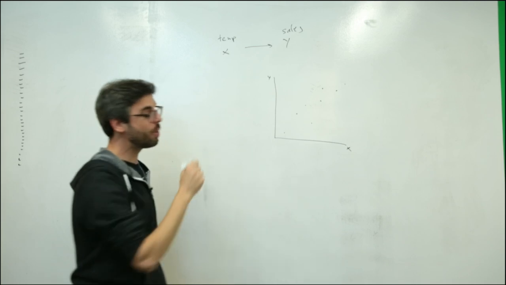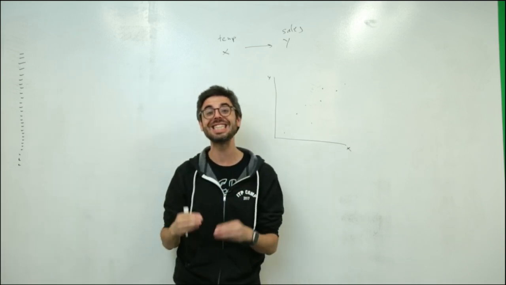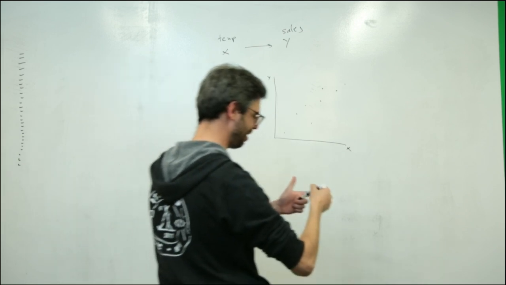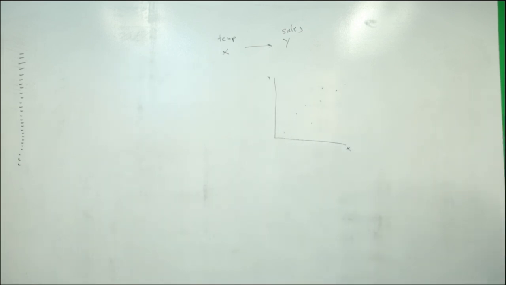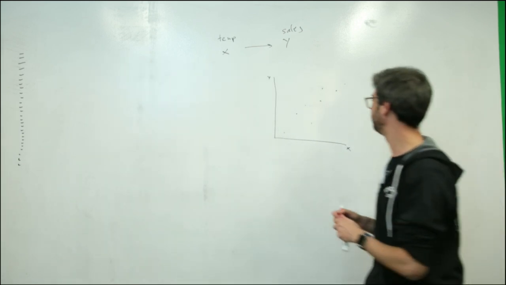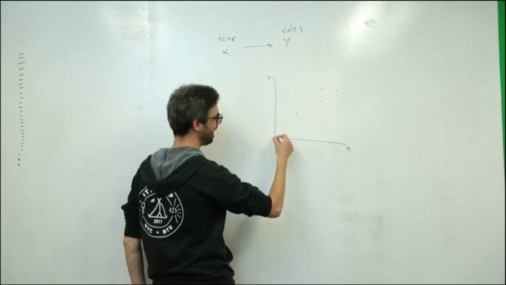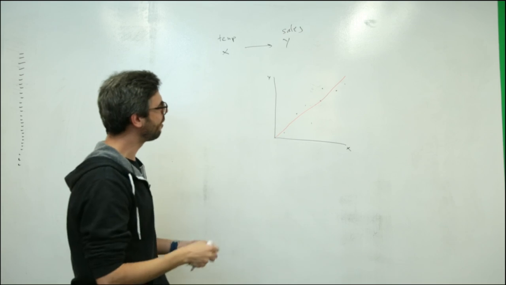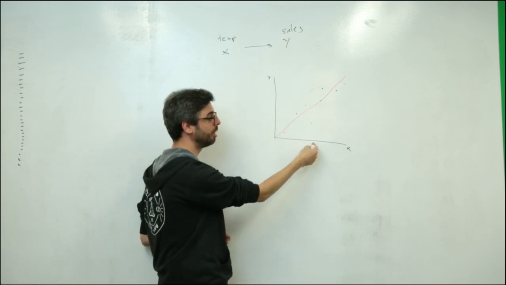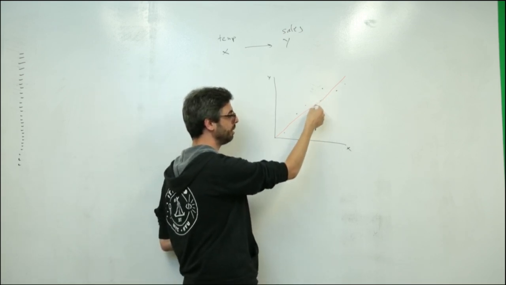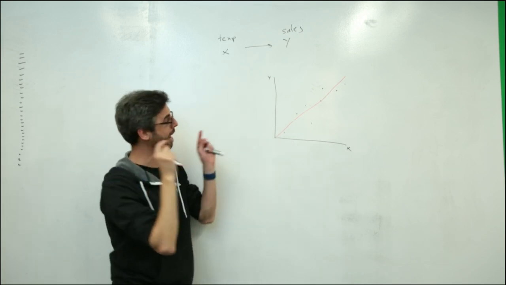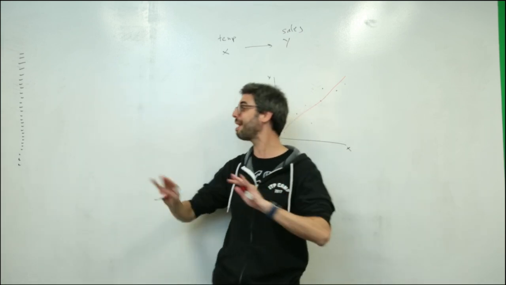And then we might be able to perform what's known as a linear regression, which is trying to fit a line to this data that approximates it, so that for any given temperature, I can make a prediction as to what I think the sales would be. Okay. So this is what I've done so far.